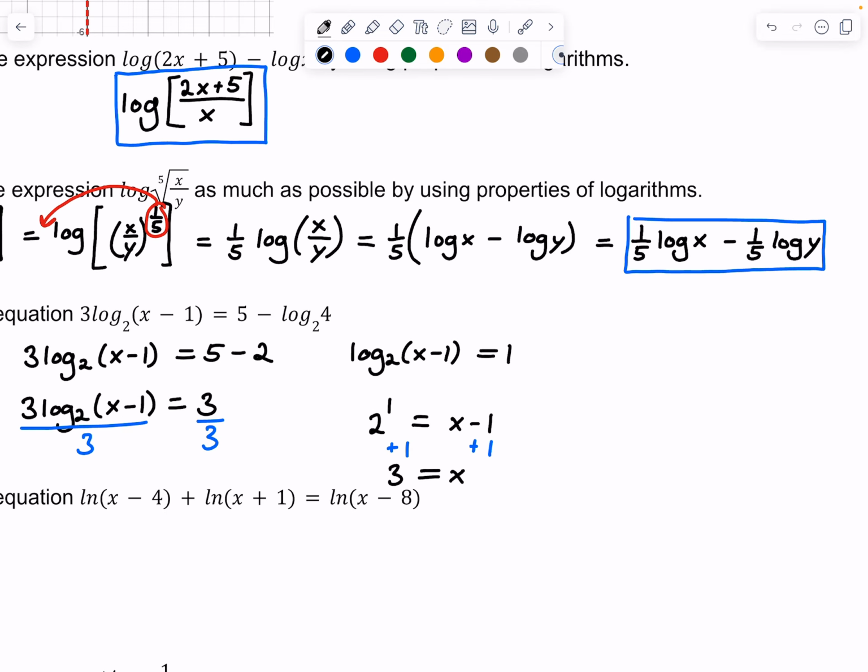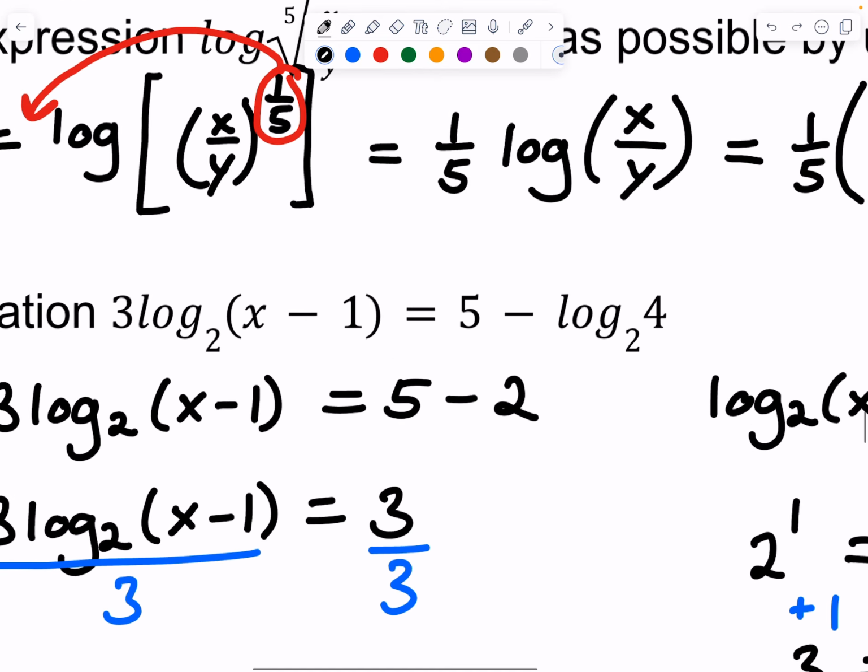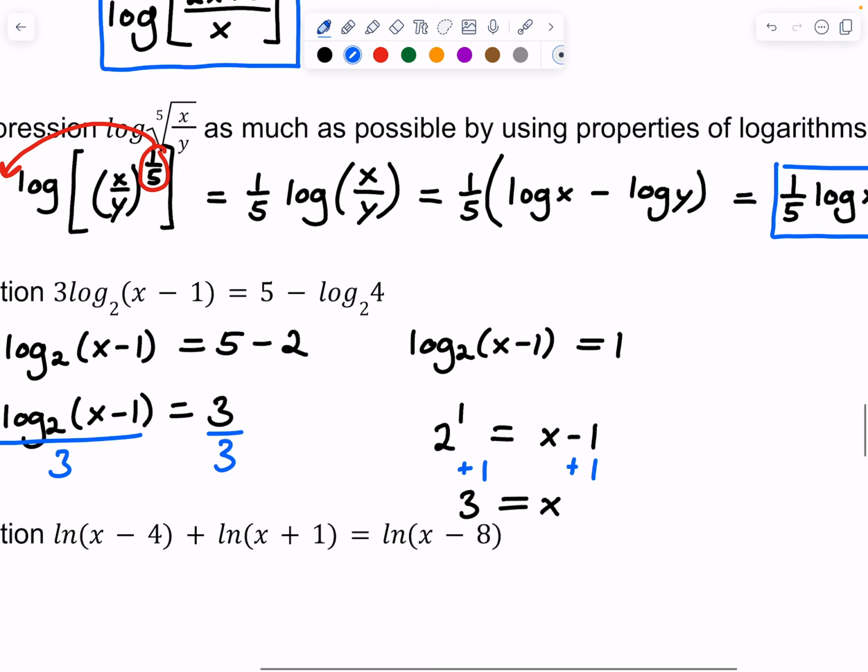Now I should double check this because logarithms have a restriction. You're not allowed to take the logarithm of a negative number. So I really should take this 3 and plug it back into my original equation. So if 3 goes right here, I have 3 minus 1, which is just 2. That's not a negative number. There's nothing illegal about that operation. And if you work it out, it actually solves the equation very nicely. So I've checked my answer. It does not give me a negative, so I'm going to give myself a check mark and put a box around it. x equals 3.